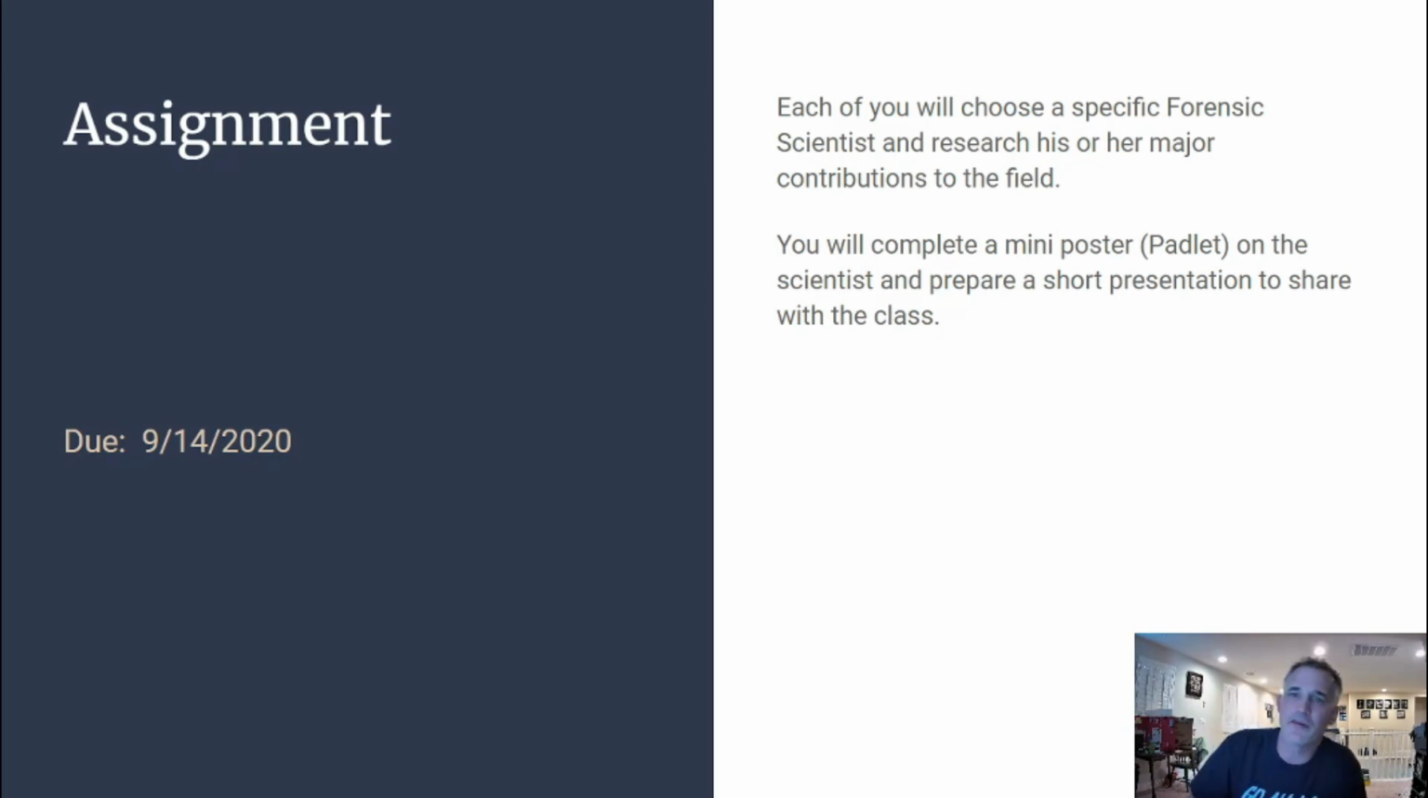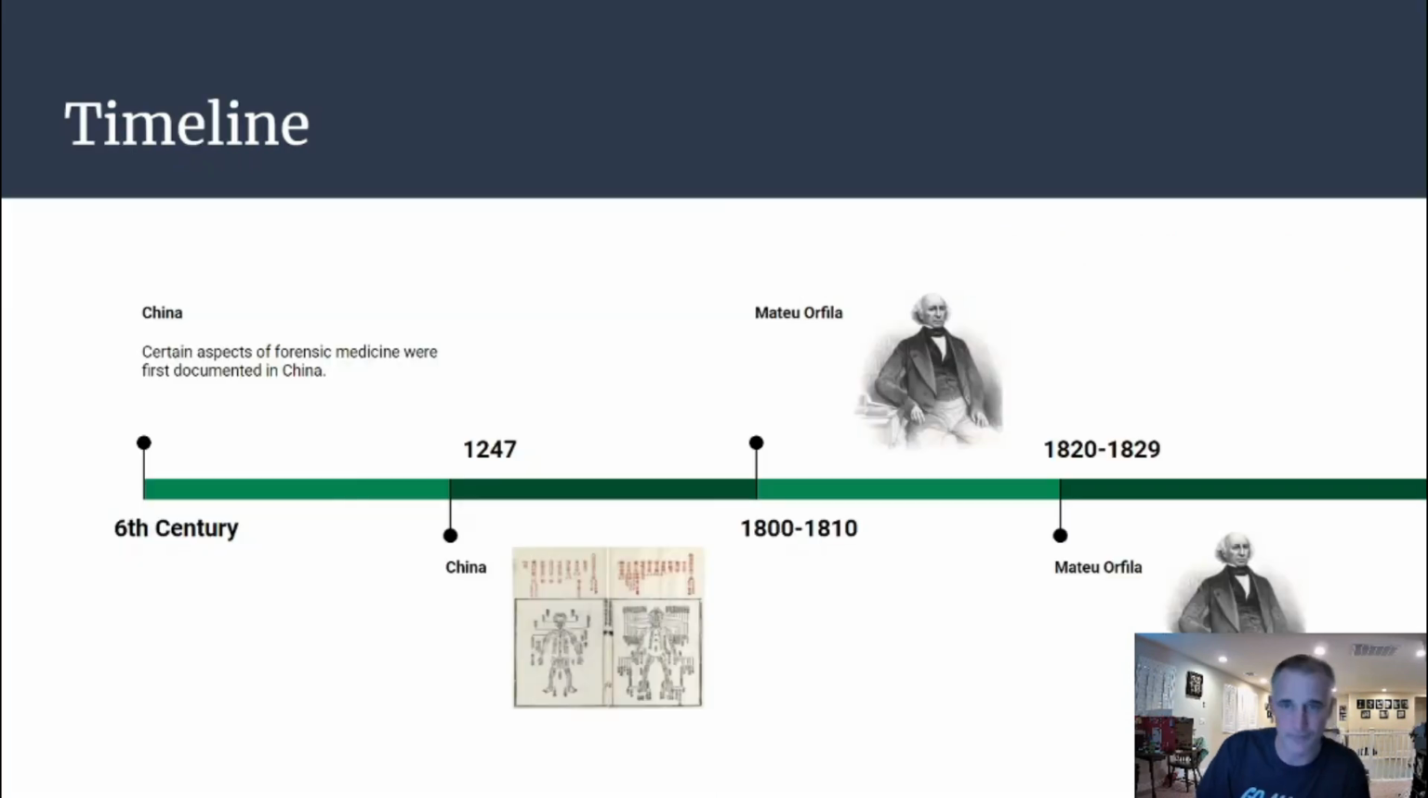So you're going to complete a mini poster or something called a Padlet on the scientist. I don't know if anybody's used Padlet before, but I will do a quick demonstration on how to do that for you guys Thursday or Friday, depending on which period you're in, okay? And then you're going to use that Padlet to share with the class and turn in. So there's two parts to this. There's a presentation part, and then there's the Padlet that you're going to produce as well, okay?